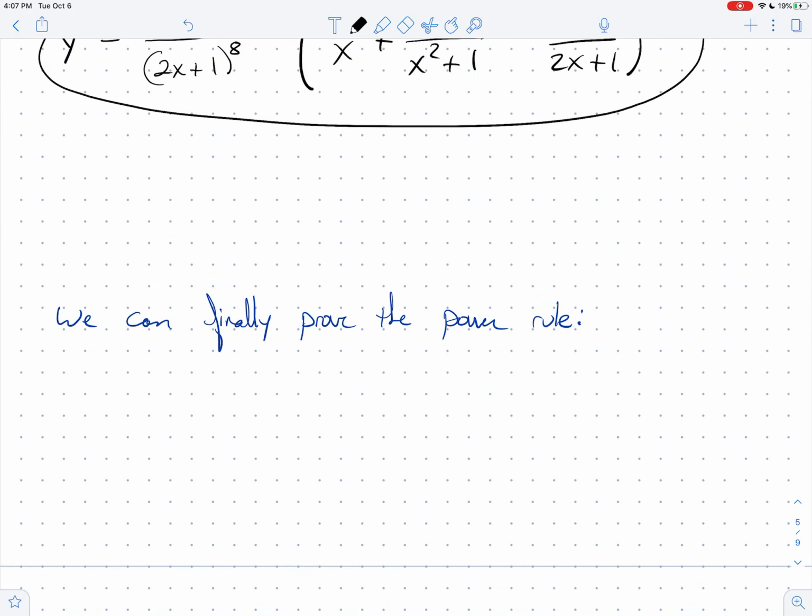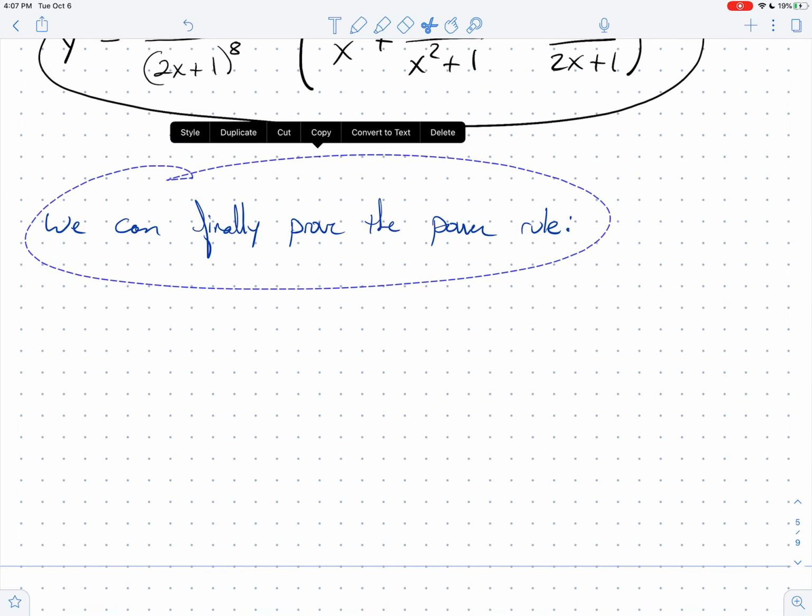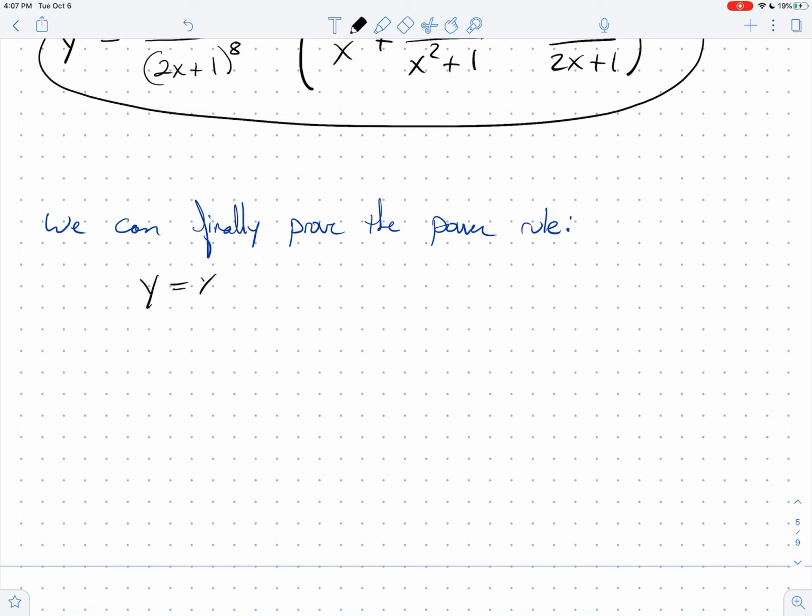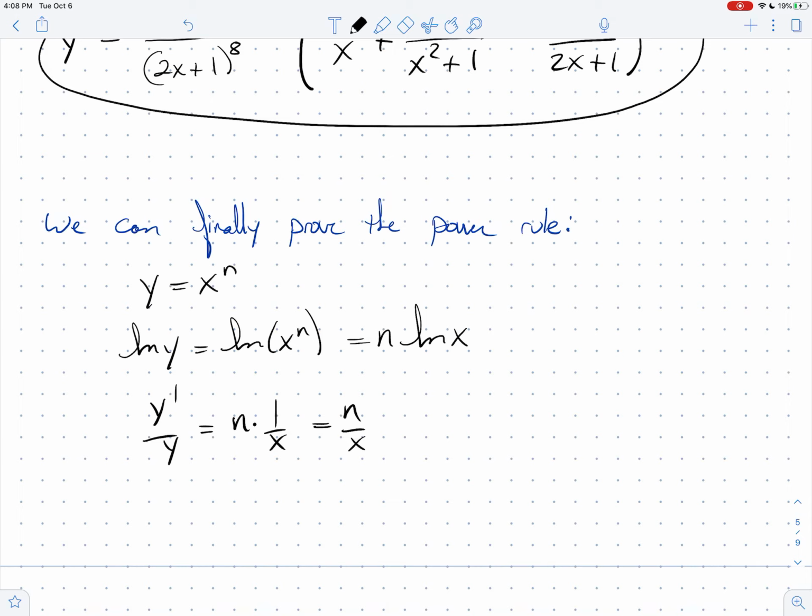So we have y, here, let's slide this up. We have space. We have y equals x to the n. And so I can say, well, ln of y is ln of x to the n. And I can write that as n ln of x. And so now I can take derivatives. And so I get y prime over y equals n times 1 over x. Or if you want, just n over x.